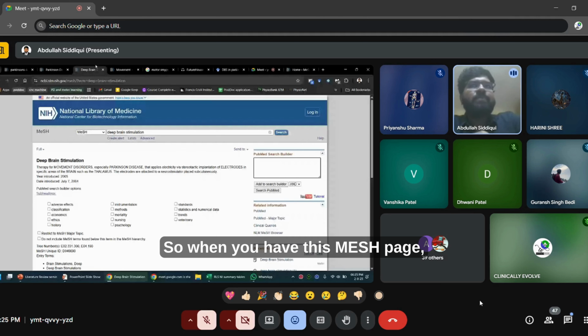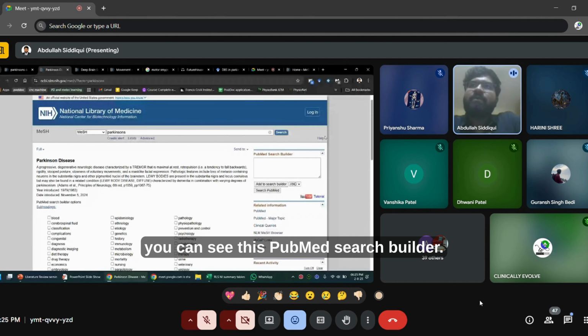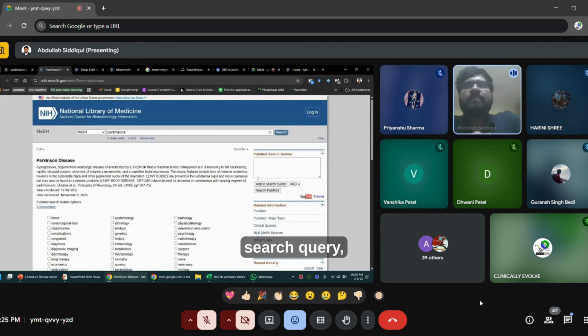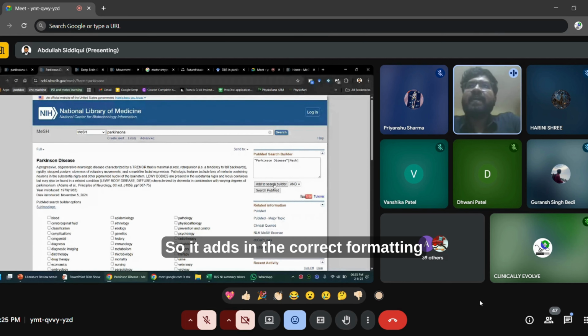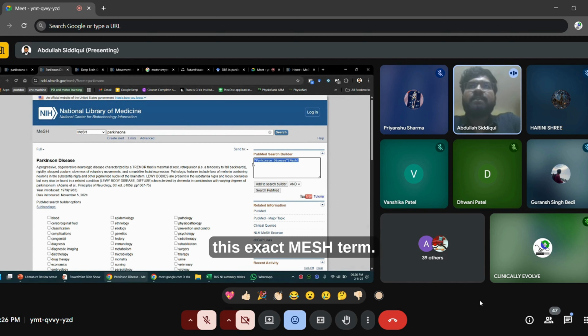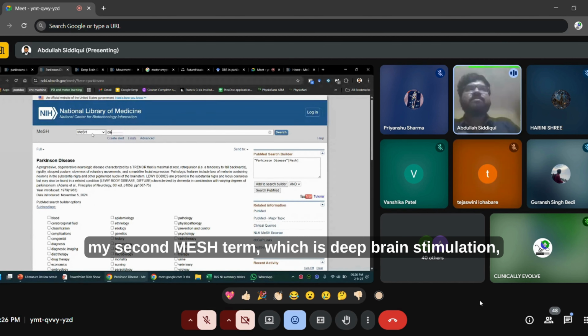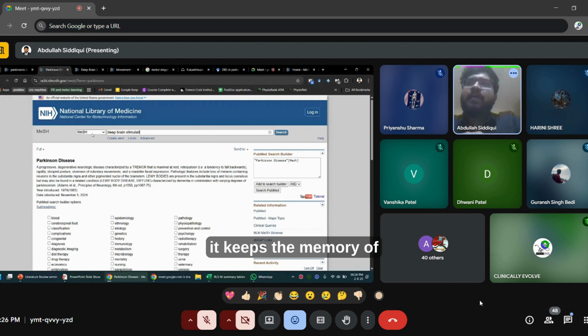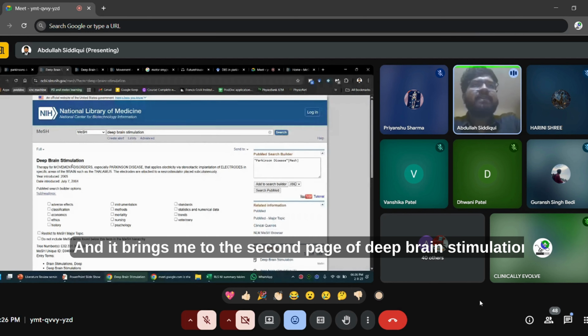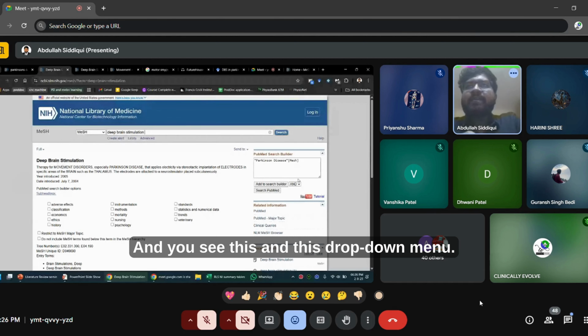So when you have this MeSH page, on the right-hand side you can see this PubMed search builder. Once I'm at a MeSH term and I want this MeSH term in my search query, I can add this to my search builder. It adds in the correct formatting how I would have to search PubMed for this exact MeSH term. And now if I search for my second MeSH term, which is deep brain stimulation, it keeps the memory of the search that I have built, and it brings me to the second page of deep brain stimulation. And you see this drop-down menu.